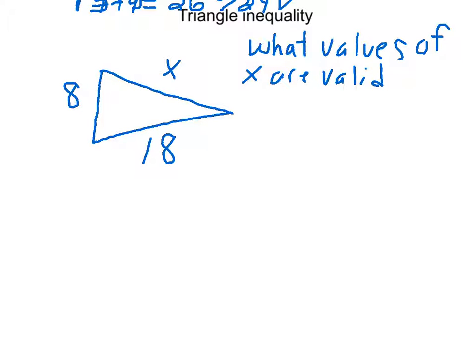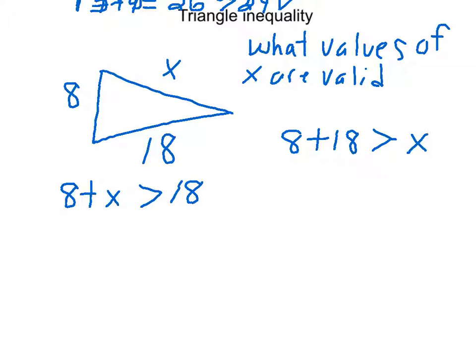Alright, so what do we need to know? We need to know that 8 plus x, when we add those two sides, has to be bigger than 18. We also know that 8 plus 18 has to be bigger than x. We don't really have to worry about the 18 plus the x being bigger than 8 because the 18 is already bigger than 8, so we don't need to write down that one. So we have two inequalities here. All we have to do now is just solve those.